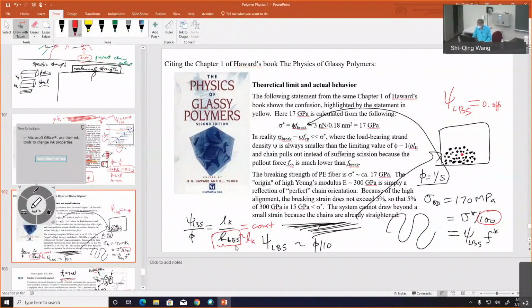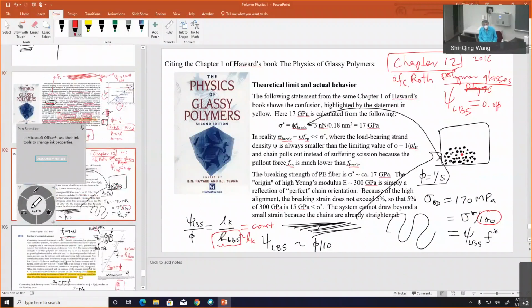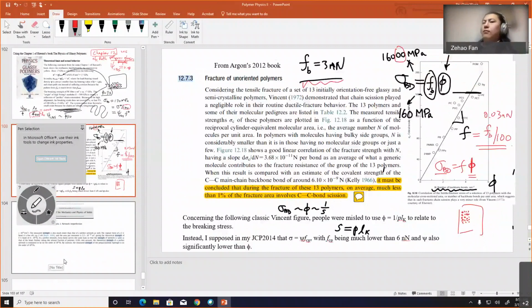Moreover, as I said in chapter 12 of Connie Ross's book on polymer glasses, a book published in 2016 or so, I have a chapter 12 arguing about why it is not chain scission, the brittle failure. Okay, so do you understand the mistake here about the conclusion?